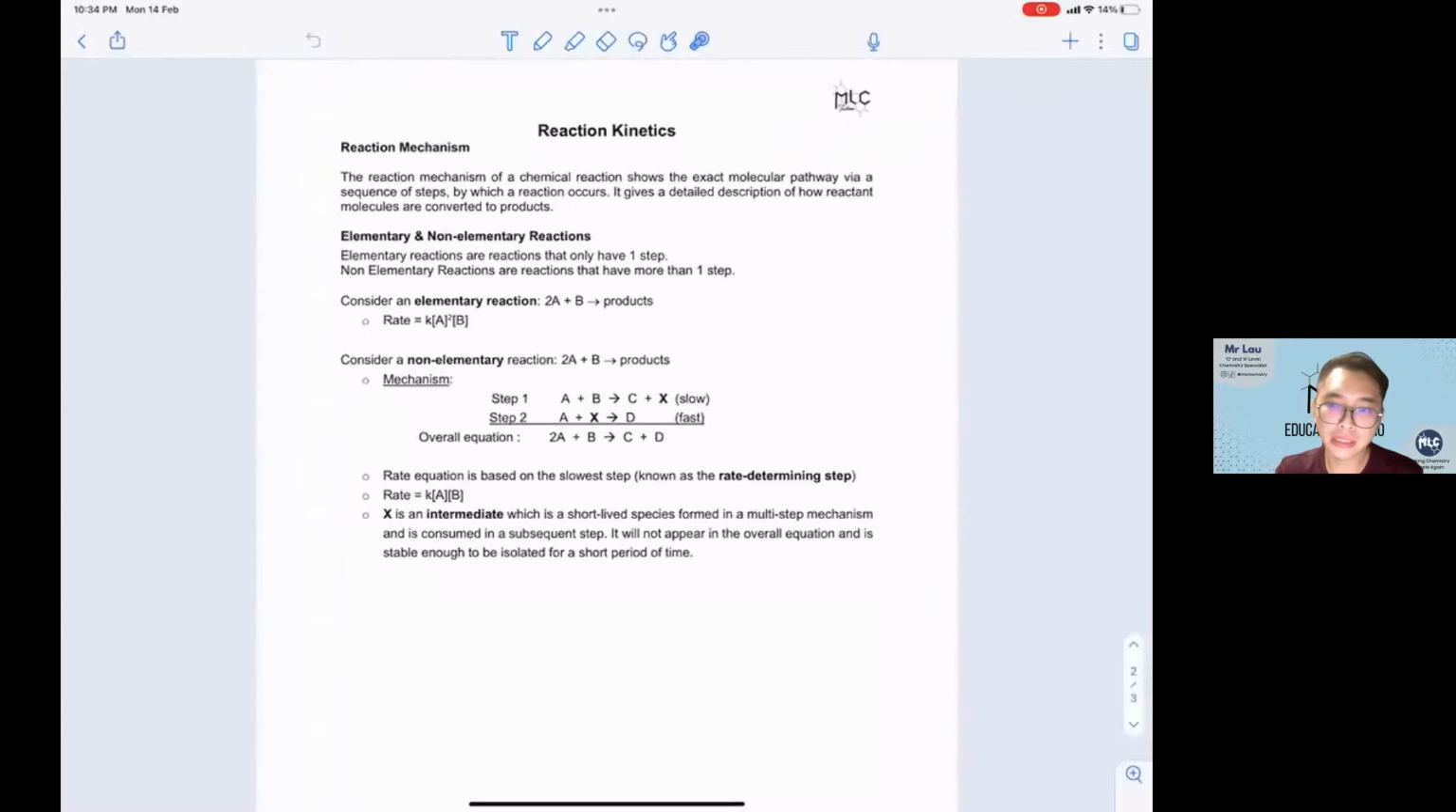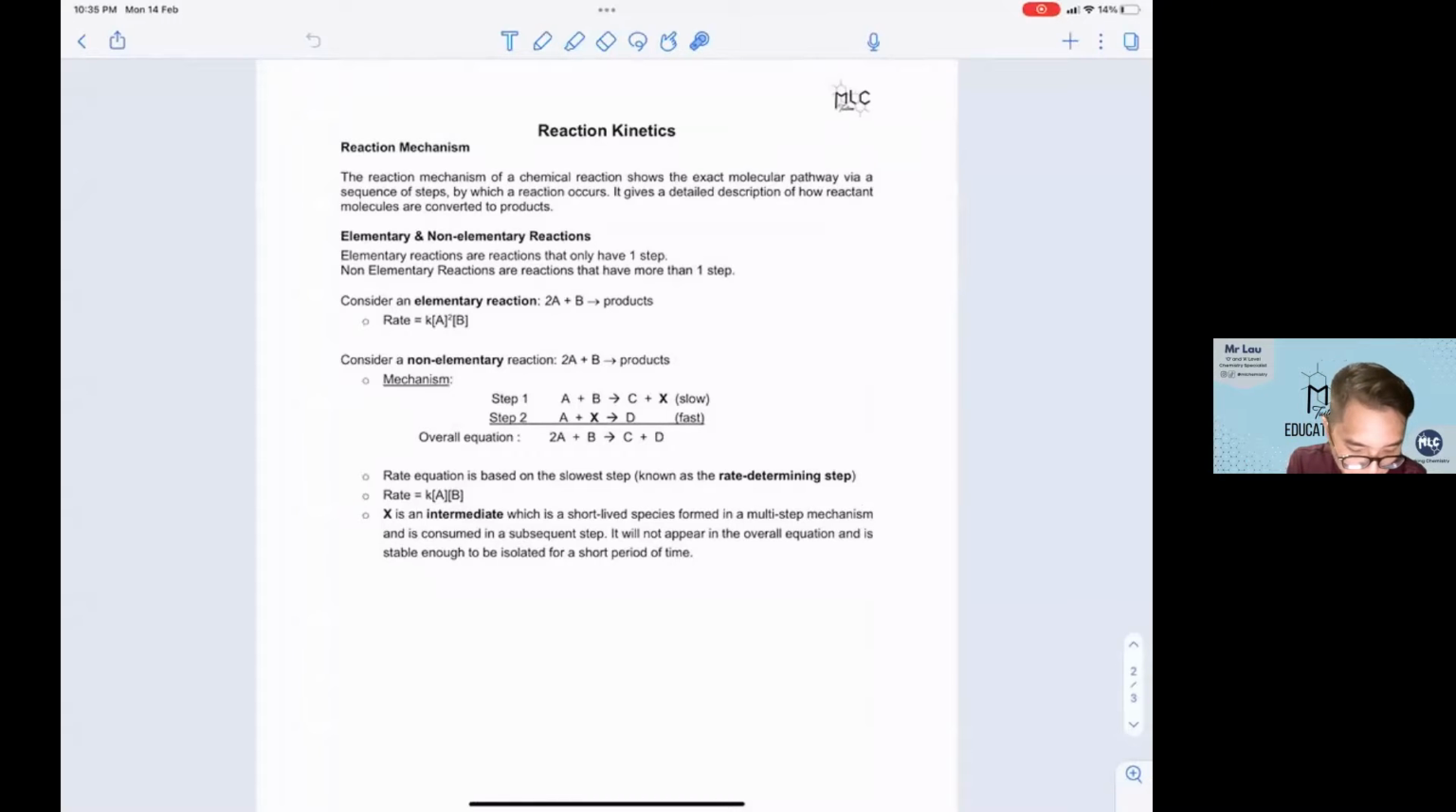Now, in the previous video, we talked about the order of reaction and how it cannot be determined from your overall equation; it must be determined from your experiments. The order of reaction can actually be determined if you know the reaction mechanism and if you know the slow step. For example, there are two types of reactions.